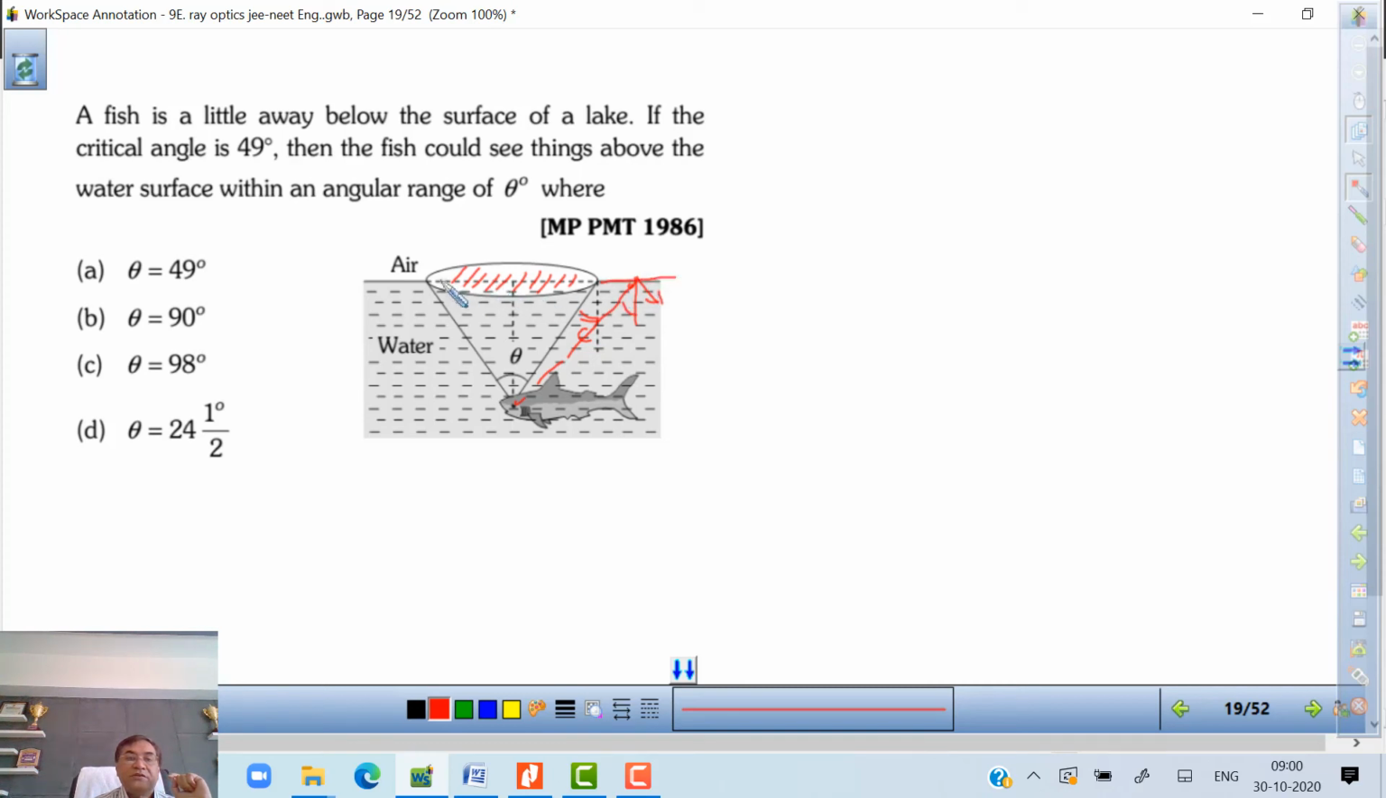So from here it stops being visible. If you see it two dimensionally, it becomes a circle. So light will be seen from this much region. So this depends on what? This is called height, this is called R, and the critical angle. So there is a relation: R is equal to H upon root n square minus 1, that we have already derived.